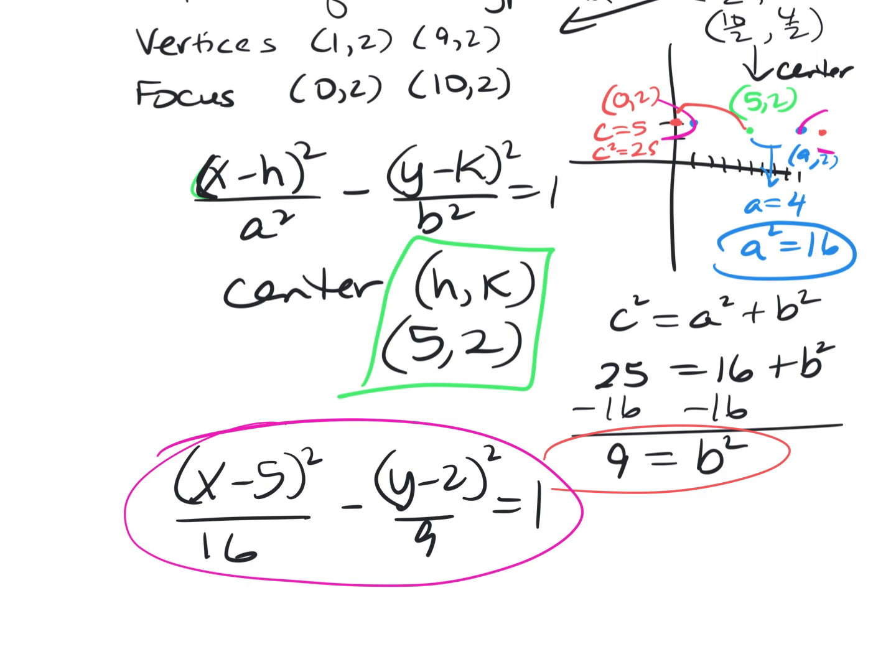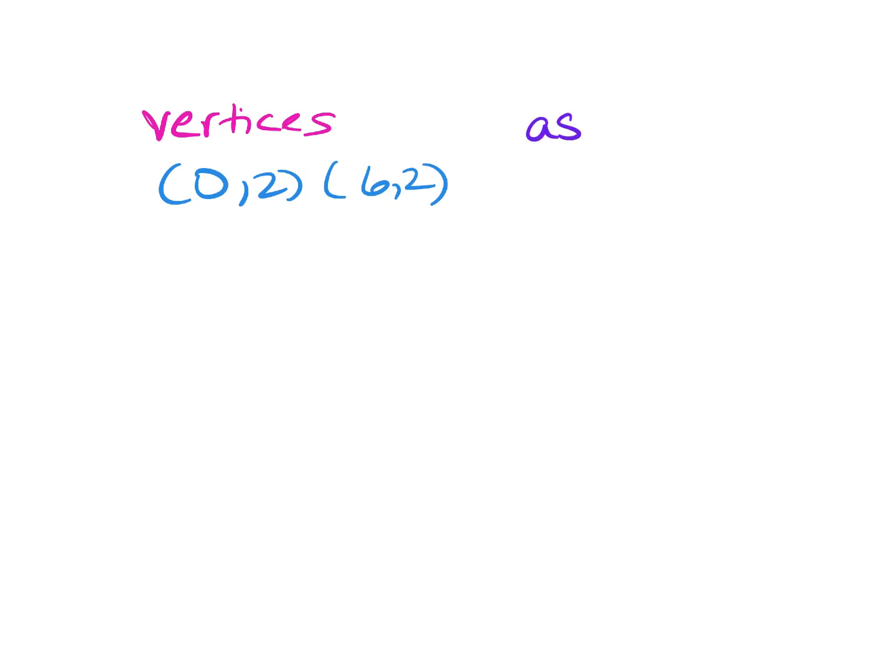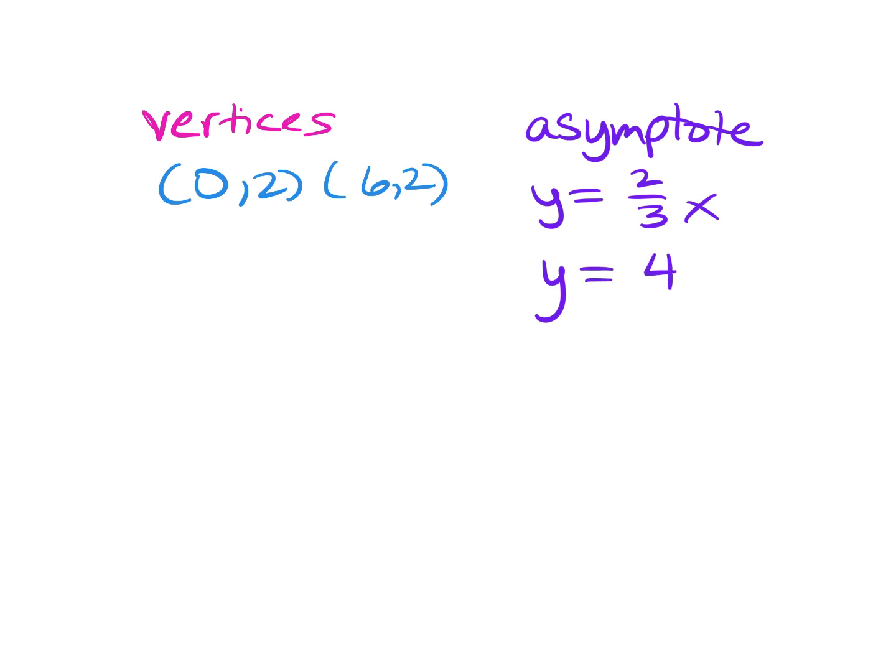All right, next one. It's not in the notes. I'm going to add a page. So this time we're still writing the equation, and I'm going to give you vertices, and they're going to be 0, 2 and 6, 2, and then I'm going to give you the asymptotes. So my asymptotes are going to be y equals 2/3 x and y equals 4 minus 2/3 x.